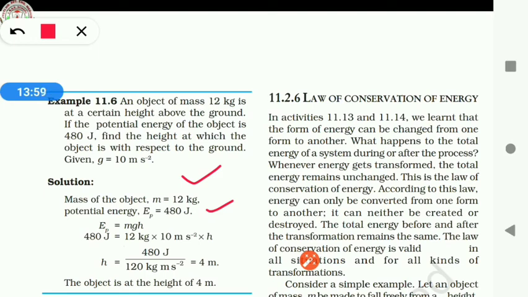So what is the formula for potential energy? Potential energy is equal to m into g into h. Substitute the values, that is 480 joules is equal to 12 kilogram into 10 meter per second square into h. H you have to calculate here. Now by solving, you will get h is equal to 480 joules upon 120 kilogram meter per second square. Simplify that. 12 fours are 48. 0 and 0 you can cancel. 12 fours are 48. So your answer is 4 meter. So the position of the object is 4 meters above the ground.